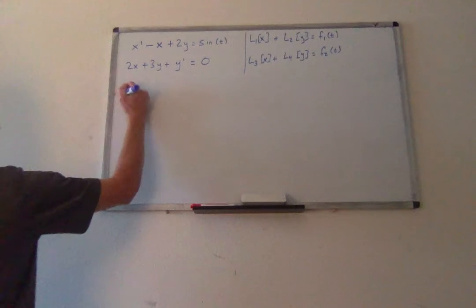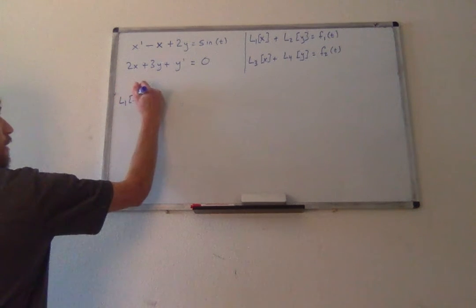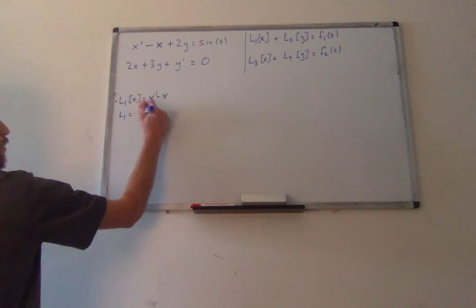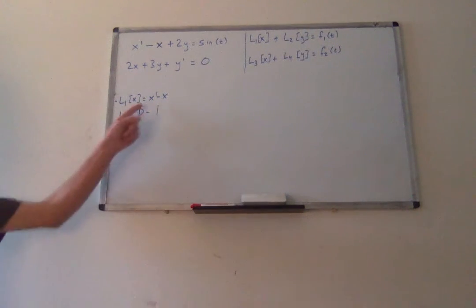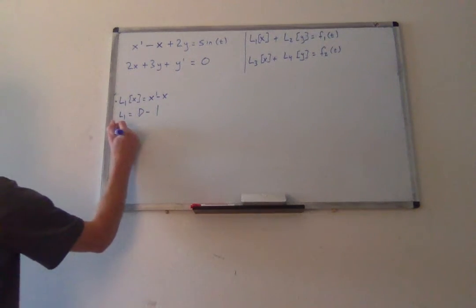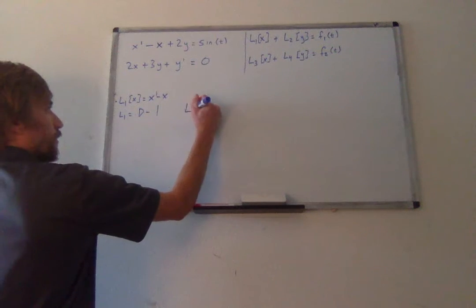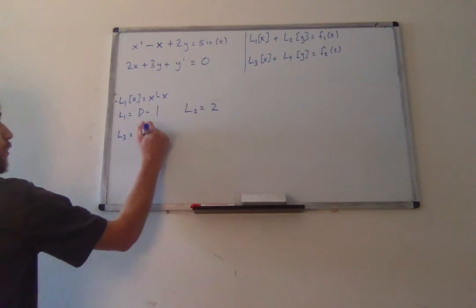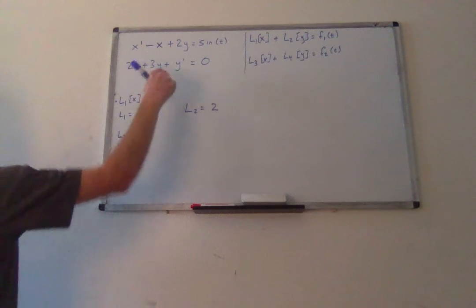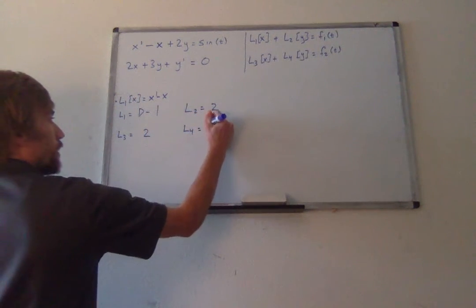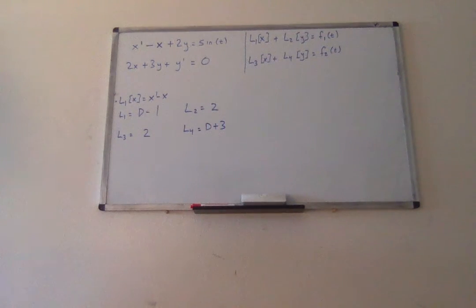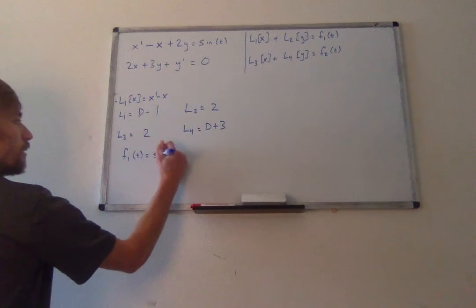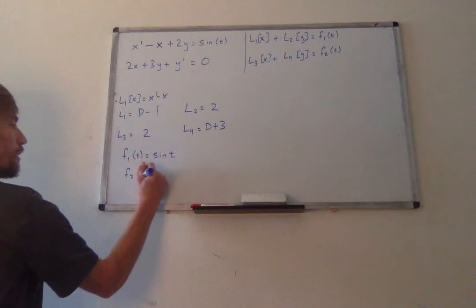So looking at this first equation, we know that L1 of x is equal to x prime minus x. So that would tell us that L1 should be equal to D - 1. So first derivative of x minus 1 times x. And so we could continue this process. I just have a 2y, so L2 would equal 2. L3, as it turns out, would also equal 2. And now I've got a 3y plus a y prime, so L4 would equal D + 3. And now, looking at the right-hand side of each of these equations, F1 is equal to sine t, and F2 is equal to 0.